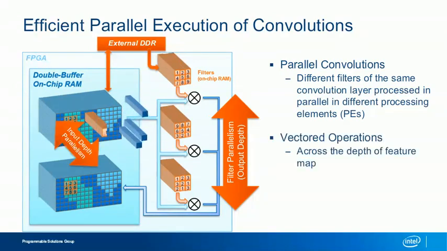The second type of parallelization the DLA execution engine can leverage is input depth parallelism. Parallelism can be achieved across the depth of an input feature map because each processing element is made to handle a vectored operation across a certain amount of depth. The parallelism here is C, or channel vectorization.